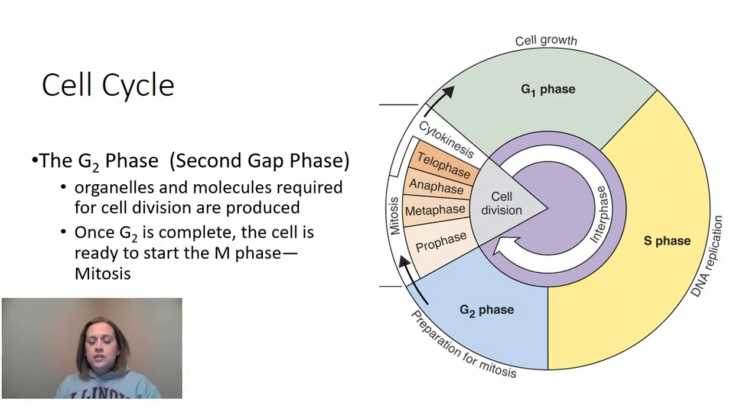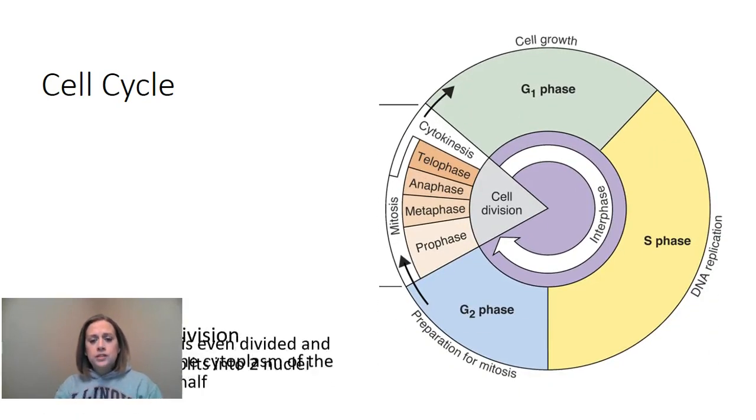After S phase, the cell will move into G2 phase, or again, the second gap phase. This is when organelles and molecules that are required for cell division are going to be made, and once the second gap phase is complete, then the cell is ready to move into M phase, or mitosis. And again, this is where the cell is going to start to divide.